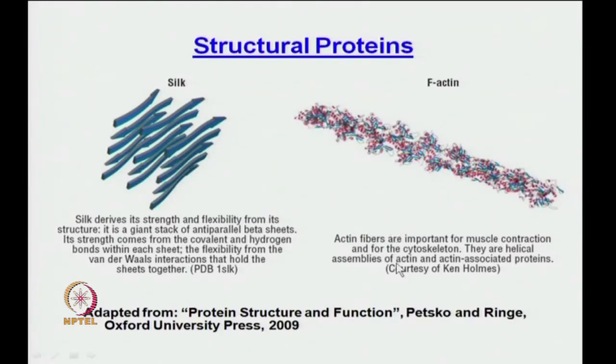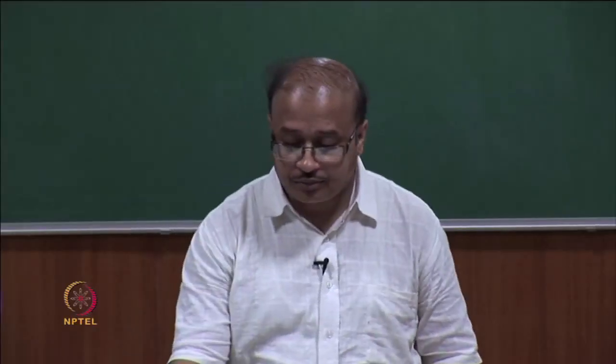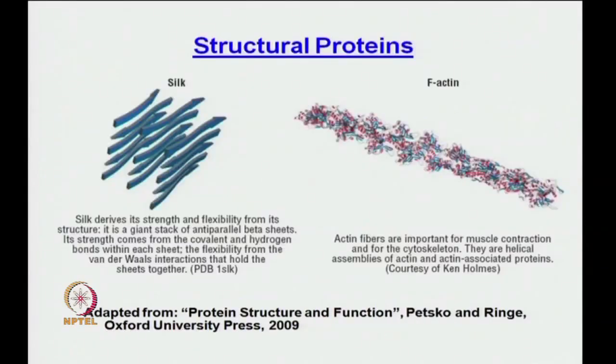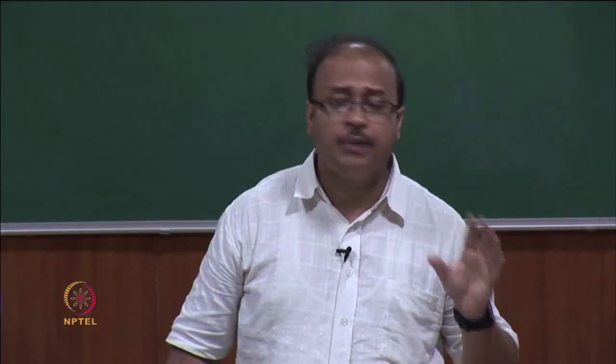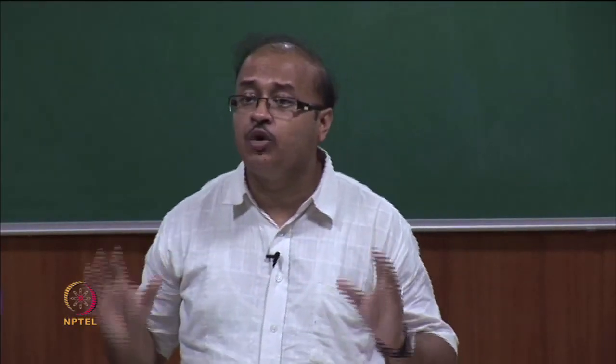And then we have the actin fibers, which are so important for muscle contraction and the cytoskeleton. So, these are structural proteins. They give structural balance, or they help the cell in the structural aspect. Okay. Now, having looked at some different functions, I am not saying that these are all the functions that we have been able to cover, but at least these come under four very broad classes.